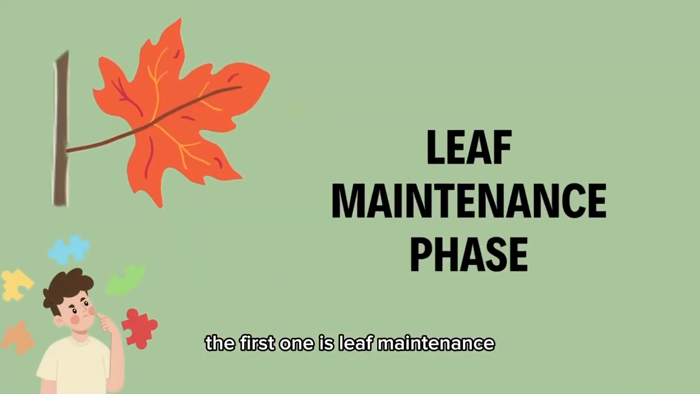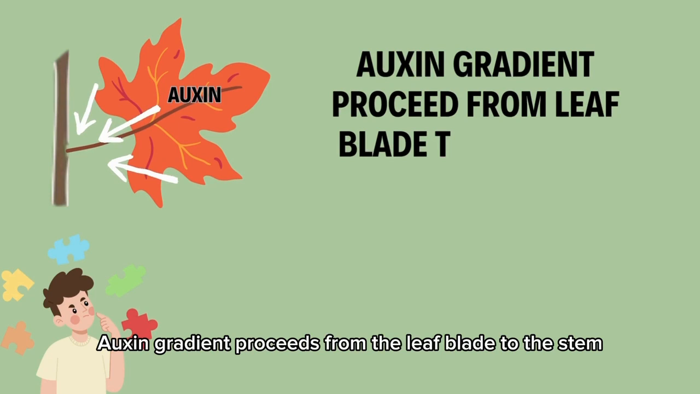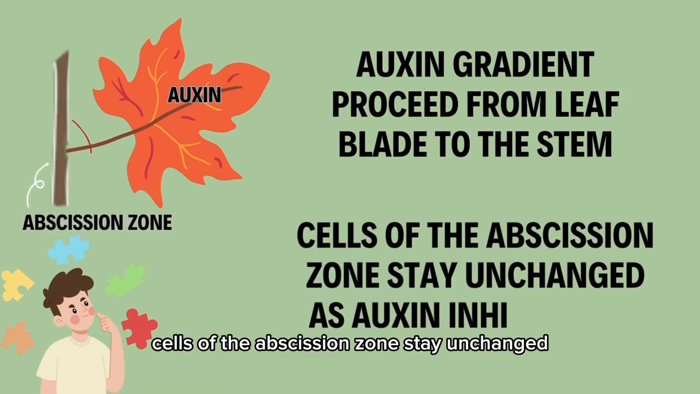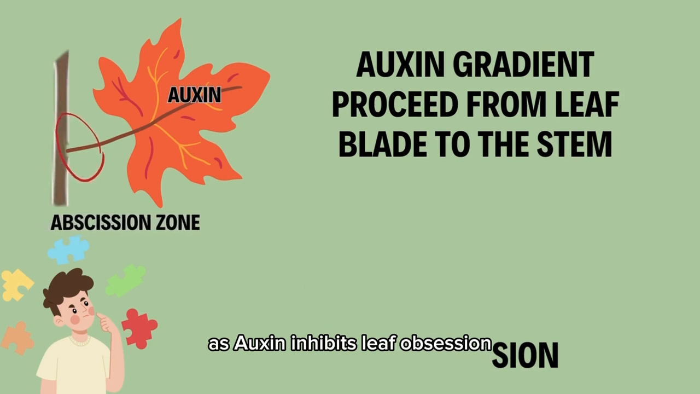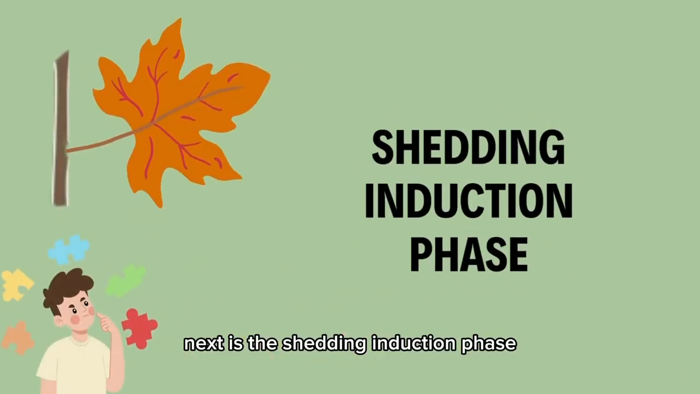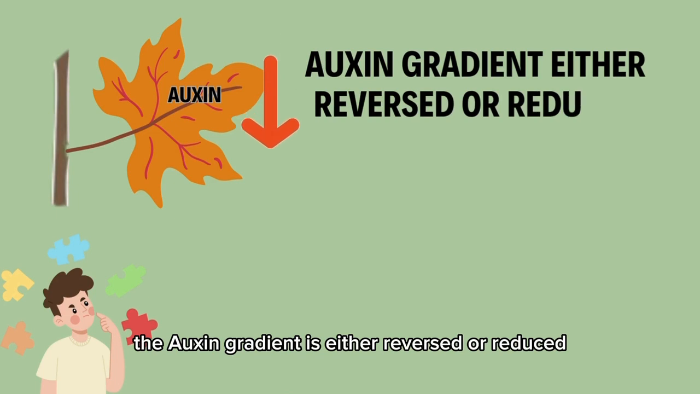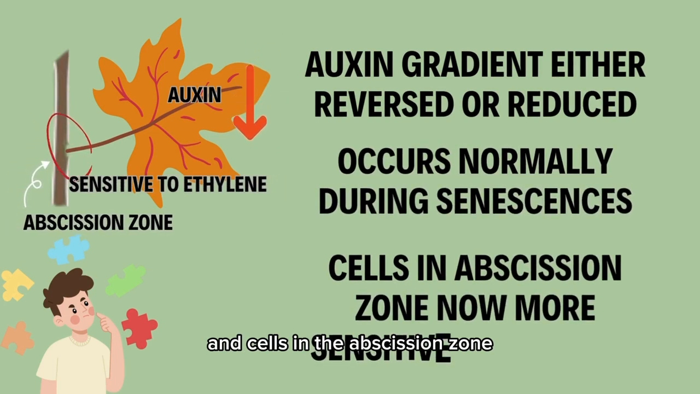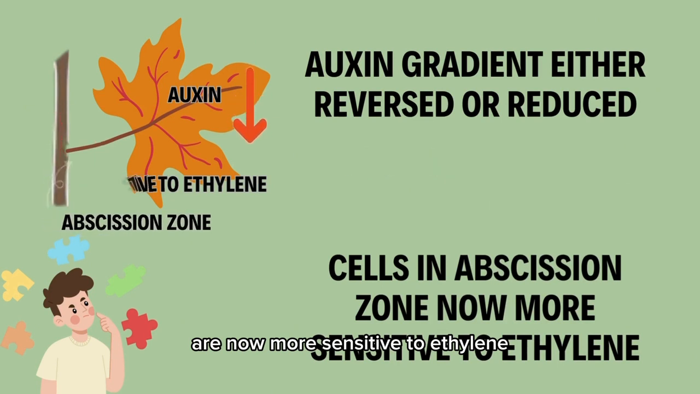The first one is leaf maintenance. The auxin gradient proceeds from the leaf blade to the stem. Cells of the abscission zone stay unchanged as auxin inhibits leaf abscission. Next is the shedding induction phase. During this phase, the auxin gradient is either reversed or reduced. It occurs normally during senescence, and cells in the abscission zone are now more sensitive to ethylene.